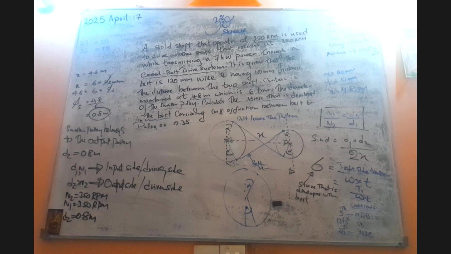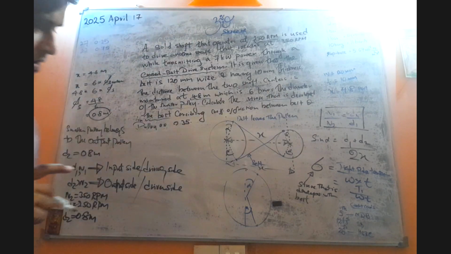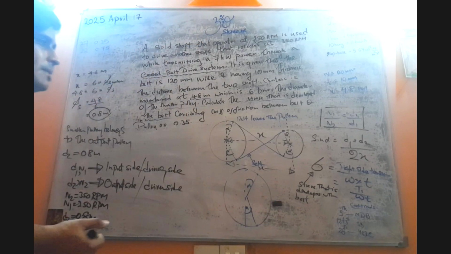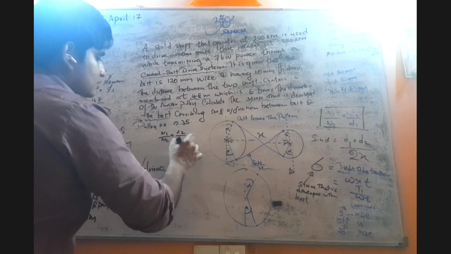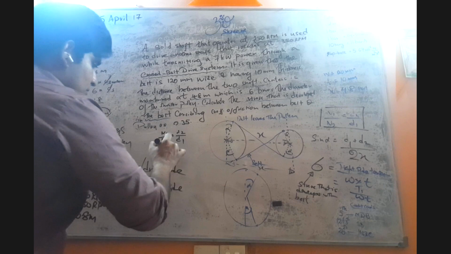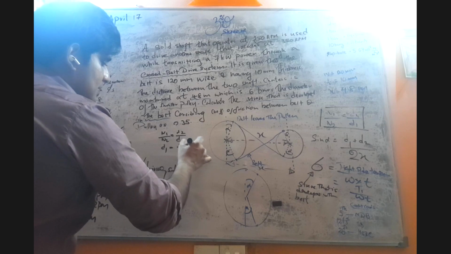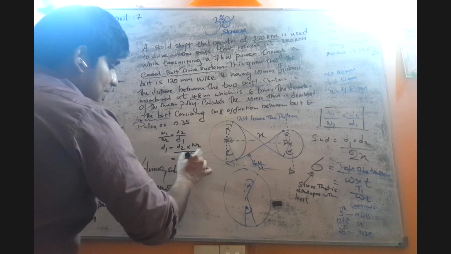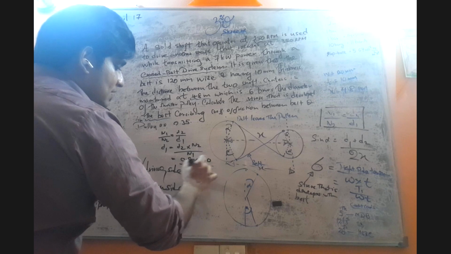I hope that is clear. Now we can use this equation and find D1, the pulley diameter of the input pulley, or we can say the larger pulley. N1 divided by N2 equals D2 divided by D1. Subject D1, so D1 equals D2 times N2 divided by N1. D2 is 0.8, multiplied by 350, divided by 250.